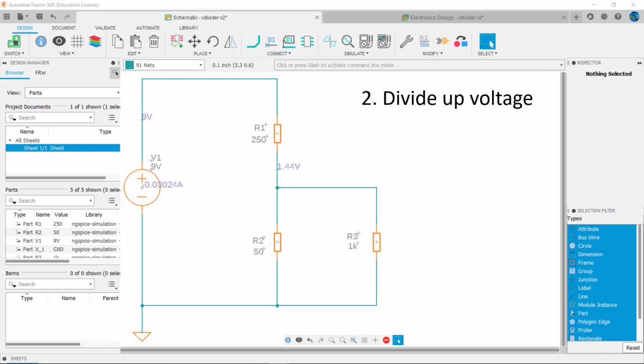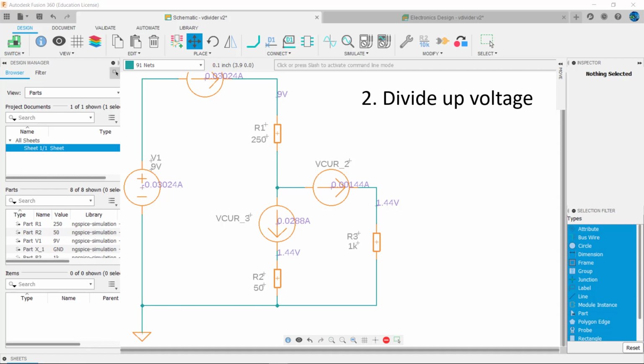One thing to note is that this is not an efficient circuit. Most of the current is used to keep the voltage around 1.5 volts. As the ammeters show, of the total 30.24 milliamps flowing, only 5% of the current, or 1.44 milliamps, flows to the load R3. 95% flows through R2.